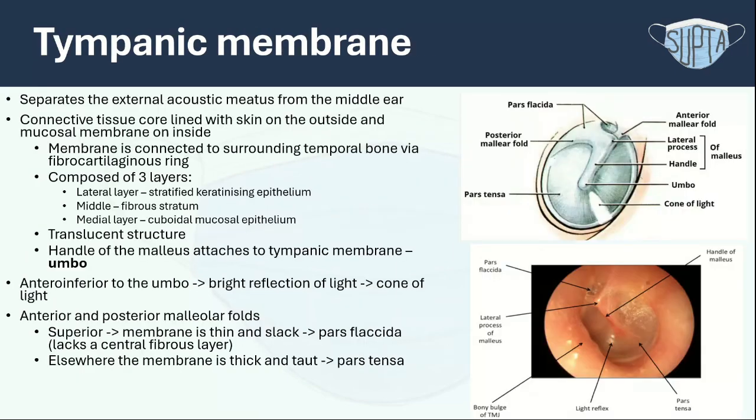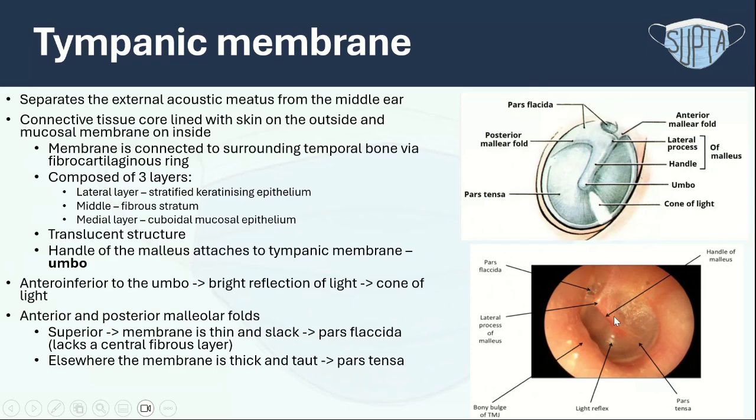Now talking a bit more about the tympanic membrane, so kind of journeying through the ear itself. It separates the external acoustic meatus from the middle ear, and it's connective tissue lined, and it's got a mucosal membrane on the inside. It's composed of three main layers. It has lateral layers like stratified keratinizing epithelium, the middle layer of fibrous stratum, and the medial layer like a cuboidal mucosal epithelium.